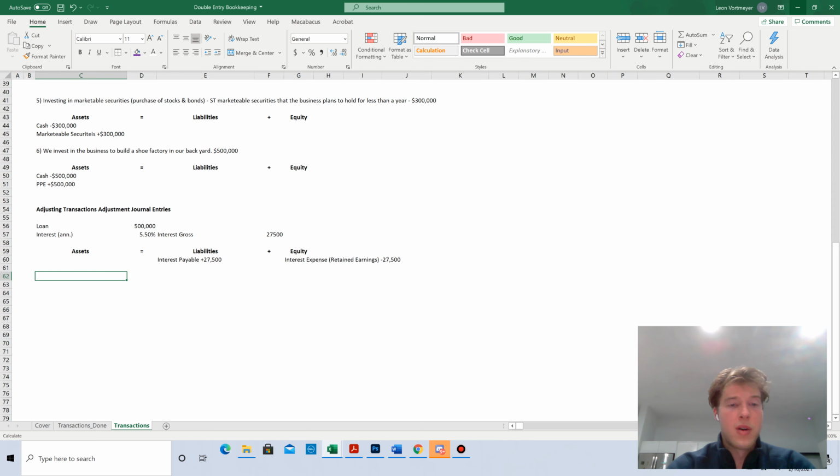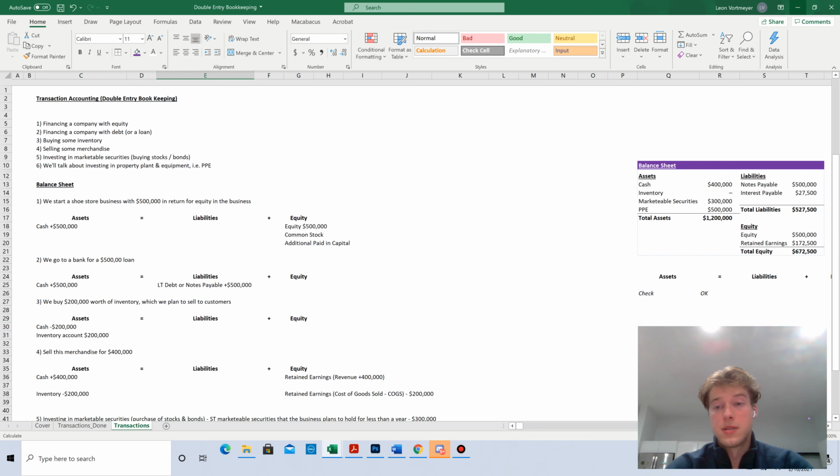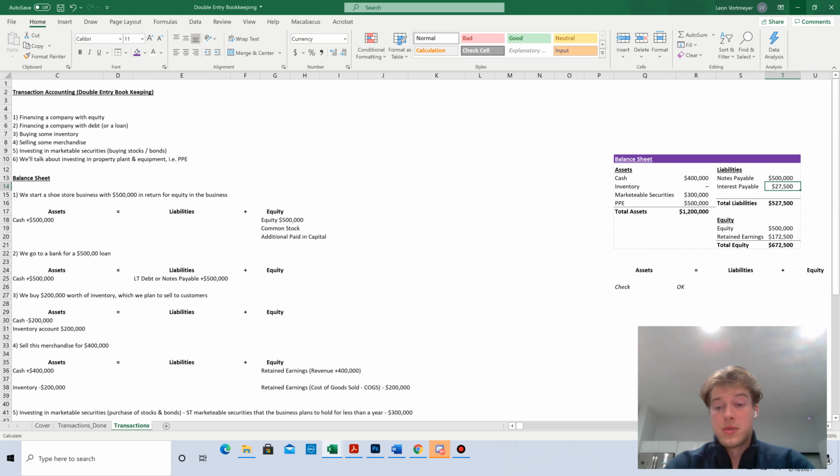Say we're now going to actually pay that interest in cash. The first part of this transaction is simple. Cash goes down $27,500. On the liability side, we've now gotten rid of a liability. We paid this liability. So the liability side of the transaction means that interest payable goes down $27,500. So we get rid of the interest payable account, and we remove $27,500 from cash. And again, we balance. Great.